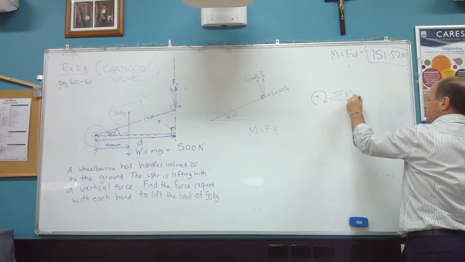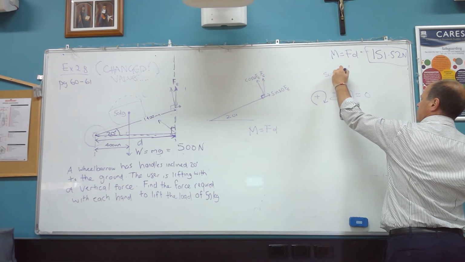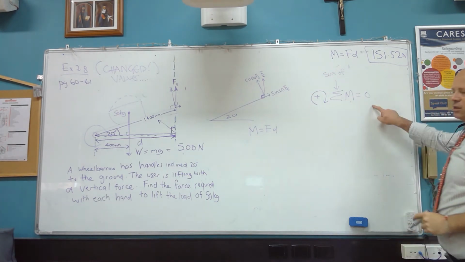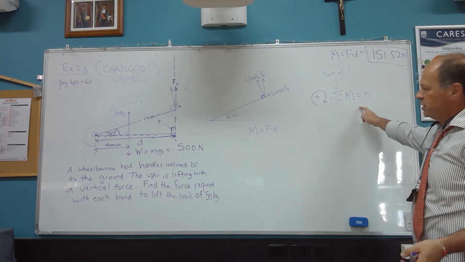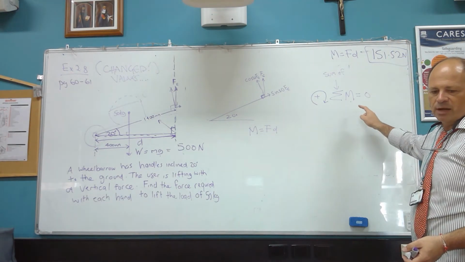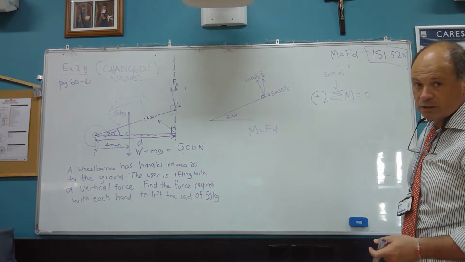Sigma moments is equal to 0. In other words, the sum of moments is equal to 0 because it's an equilibrium situation. Okay? Always need to write that down. You'll see example after example in your textbook using this working out. Okay? It's what the examiner is looking for.